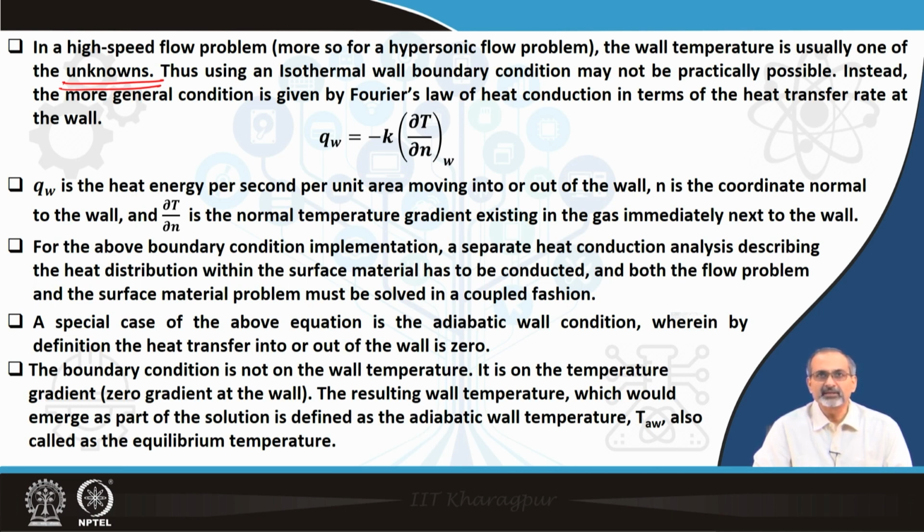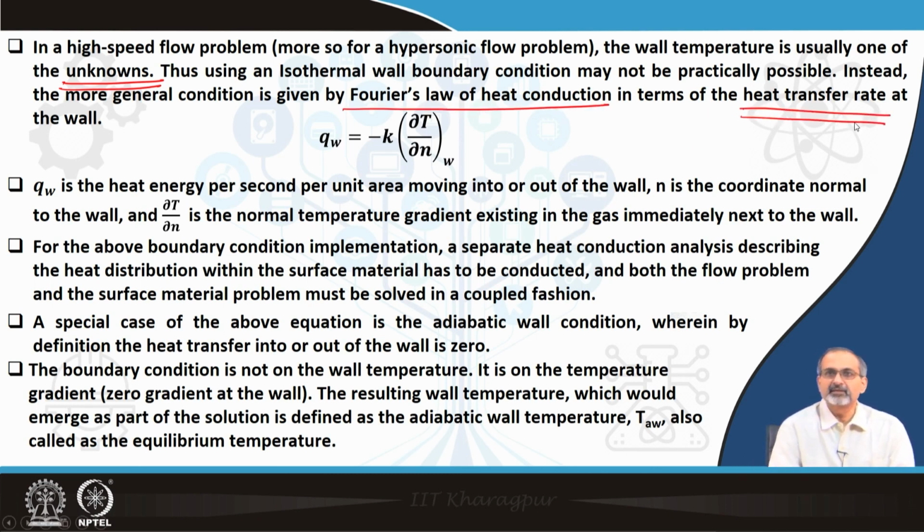Instead, a more general condition is given by the Fourier's law of heat conduction in terms of the heat transfer rate. So, instead of talking about the temperature being imposed at a specific value, we may have more clarity on the heat transfer rate that we can allow at the wall, and based on the Fourier's law of heat conduction, in that case we can specify the temperature gradient at the wall, which would accordingly fulfill that heat transfer rate equation based on the gradient and based on the thermal conductivity.